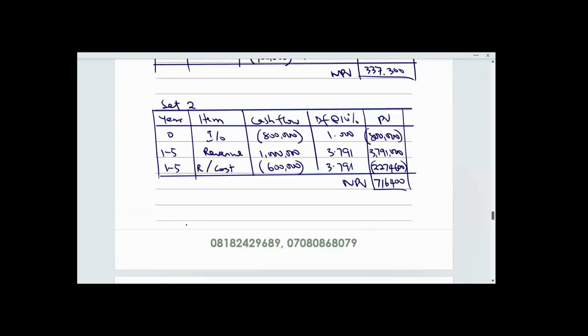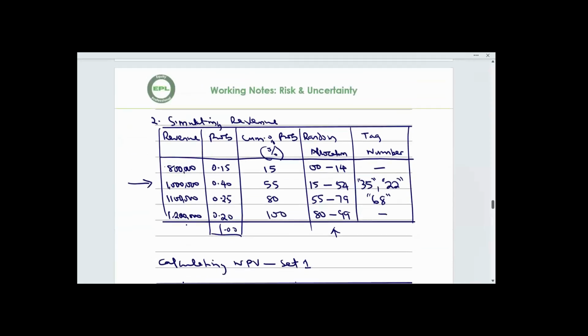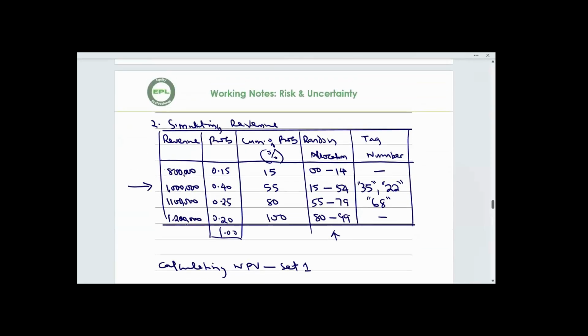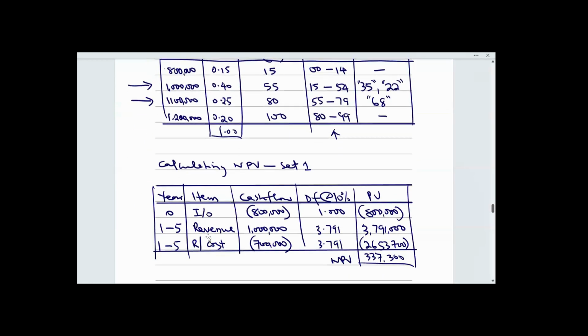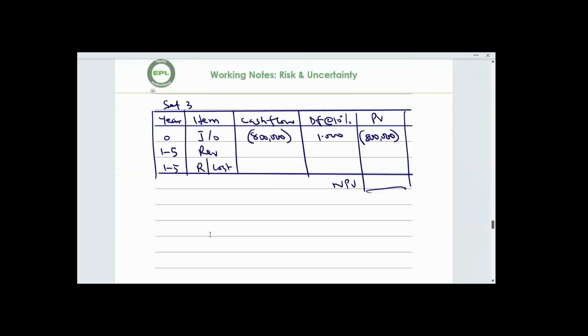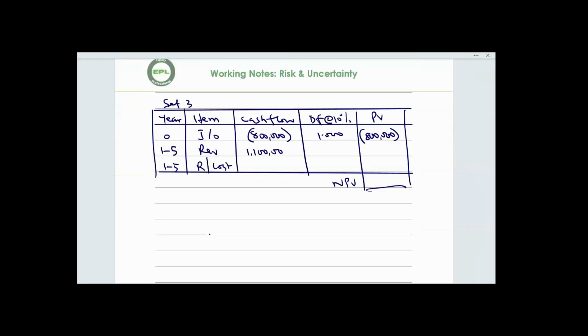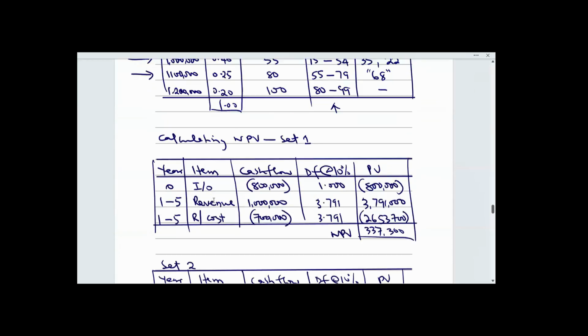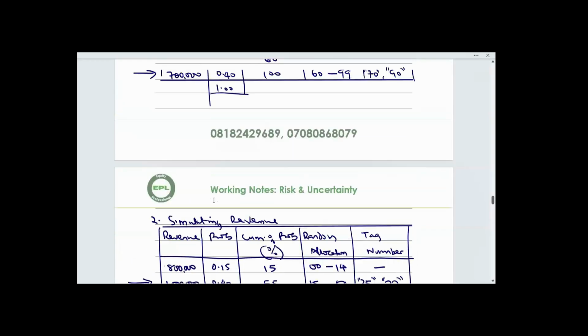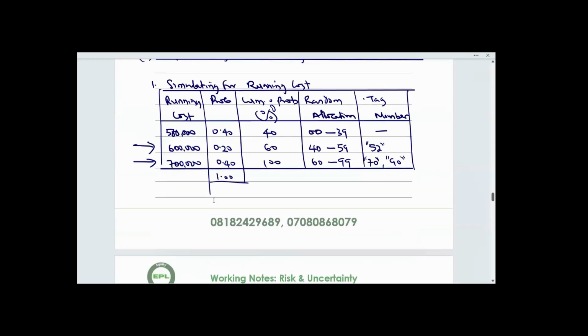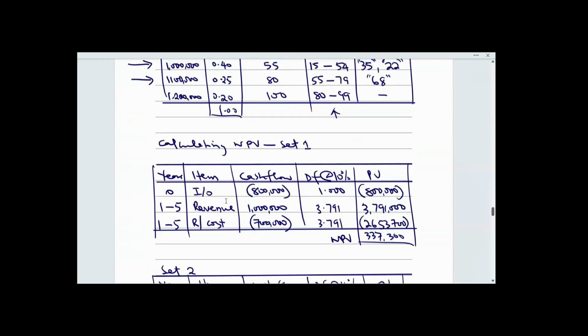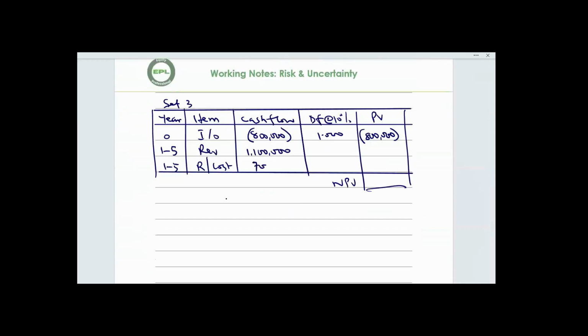Set 3, what's the tag number for revenue? Set 3, 68. 68 is in the third row for revenue simulation. So when you trace it to the left, the revenue you have there is 1,100,000. Then what's the tag number for running costs? Set 3, 90. So 90 is in the last row, which is 700,000.